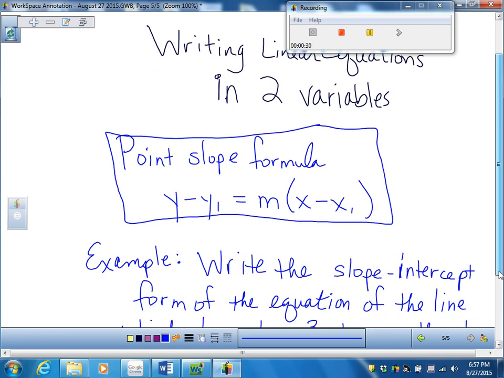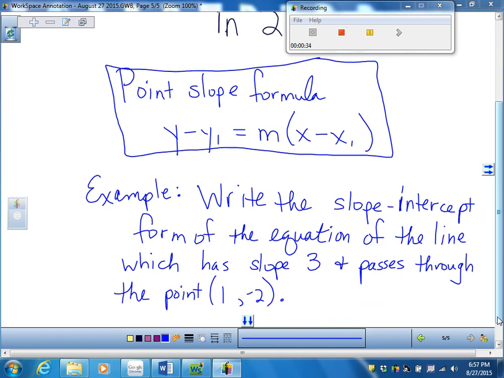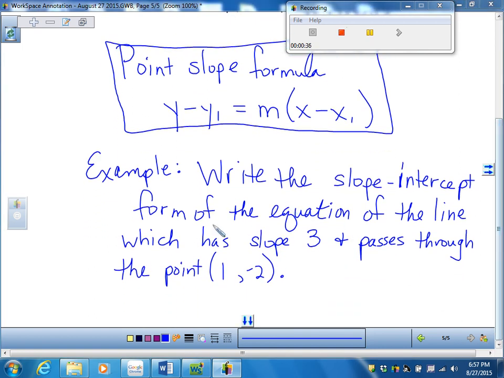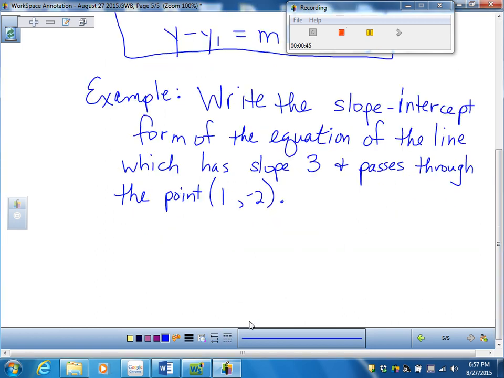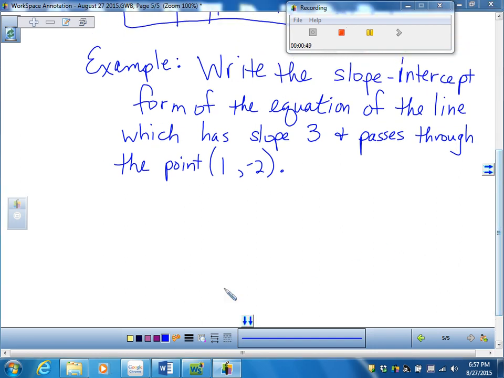We're going to do an example using that particular formula, and the example says we want to write the slope-intercept form of the equation of the line, which has slope 3 and passes through the point 1, negative 2. So, first thing I want to do is write down my formula. y take away y1 equals m times x take away x1.